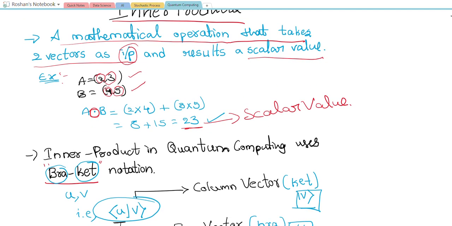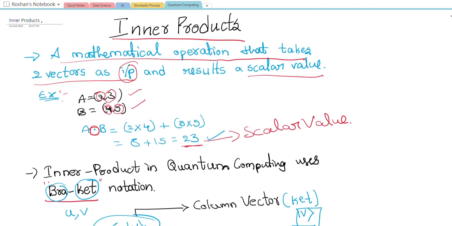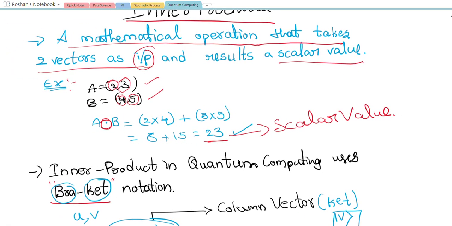Now in quantum computing, how will we represent our inner product? This is the new term, bracket notation. Be familiar with this notation because it is very important in the further lectures.